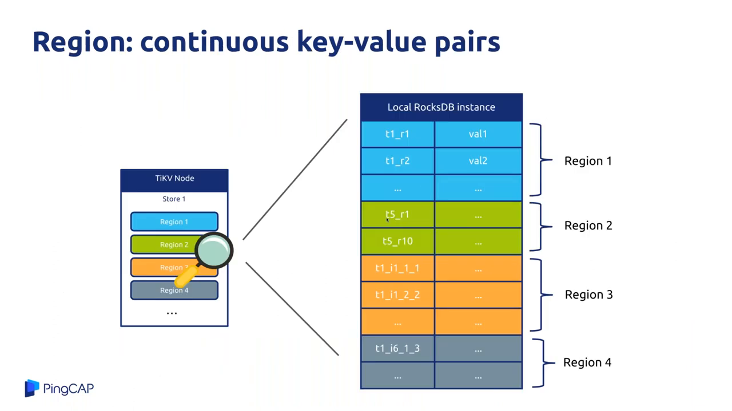This diagram shows what is within a TiKV node. All the regions share the same RocksDB, and each region is a continuous range of key value pairs: region 1, 2, 3, 4. Yeah, just like this.